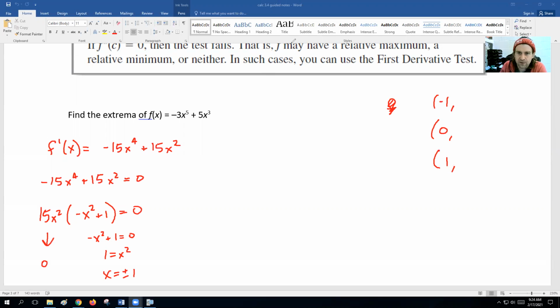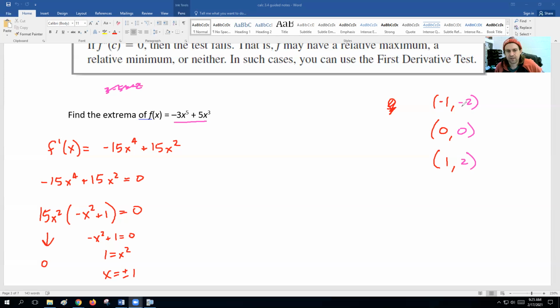Let's go back and just figure out where those points are exactly at by plugging them into the original equation. So if we plug 0 in, that's easy. That'd be 0, 0, 0. All right, that's 0. All right, if we plug negative 1 in, negative 1 to the fifth power would be negative 5 times 3. Okay, that would be a positive 3. And then we'd have a minus 5, so that'd be a negative 2. Okay, so negative 1 is at negative 2. If we plug in positive 1, this would be a negative 3 plus 5. That would be a positive 2.